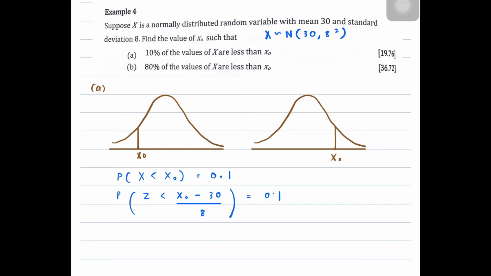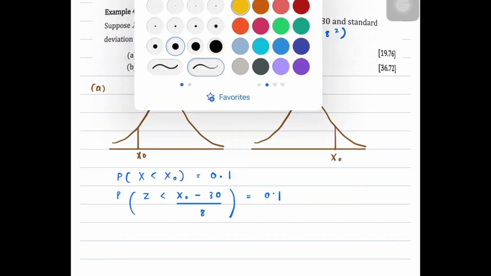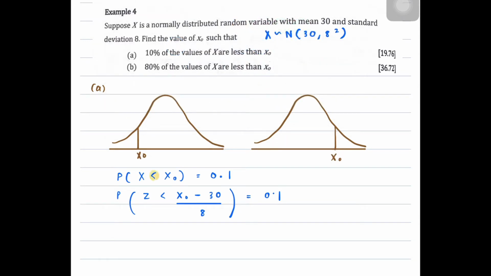Okay, look at the symbol. You have the symbol of less than here, meaning that the shaded area is everything at your left side. So is it possible this little area is equal to 0.1? This is the area which is less than 0.5. So it can be 0.1 here.